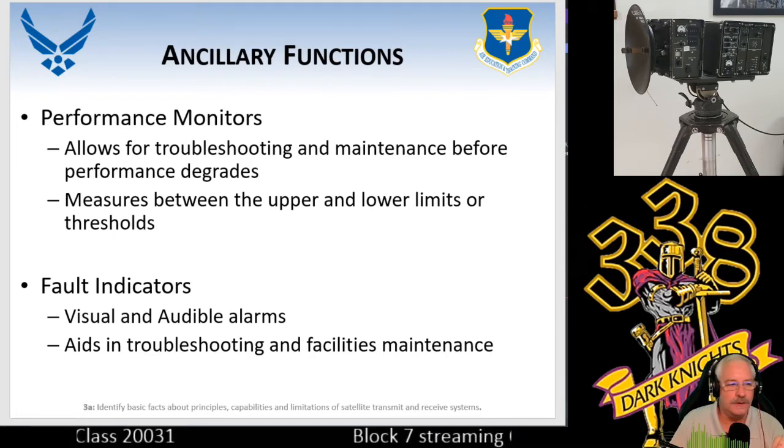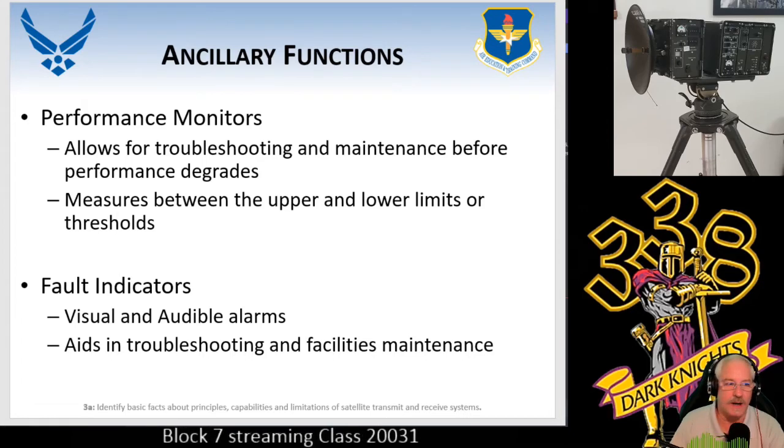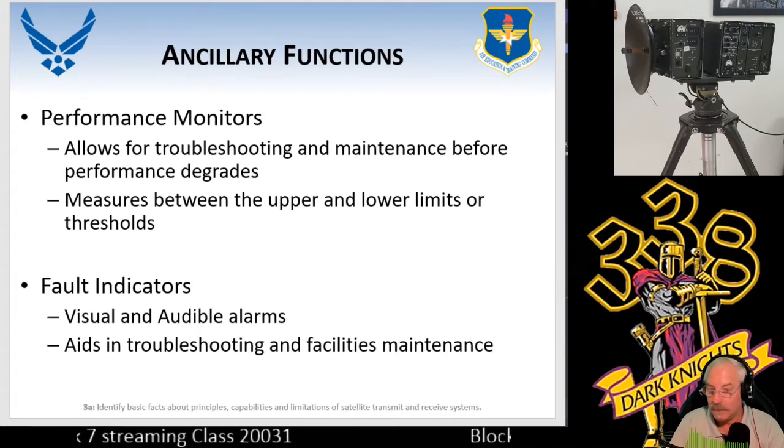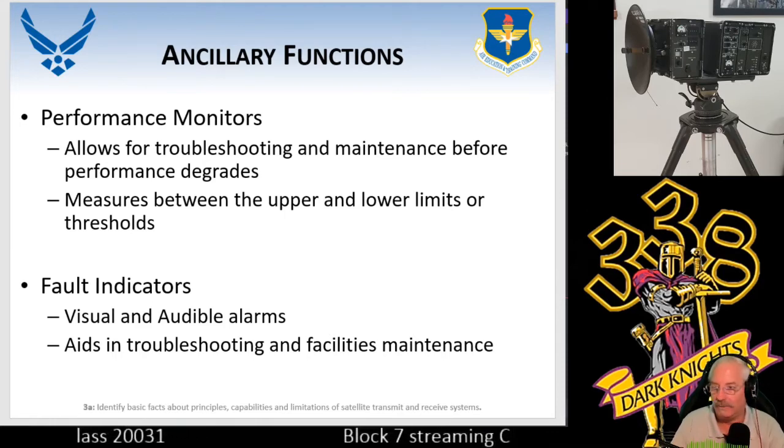We have performance monitors and fault indicators. Take a look at these. The idea behind performance monitors is to see if your equipment is starting to fail or if it is on point. Normally PMIs, preventive maintenance inspections, will help you out in checking to see if your equipment is doing what it's supposed to be doing. If not, you might have to adjust. If not, your equipment's probably getting ready to toast out, and it's better to catch it before you get called at 2 or 3 o'clock in the morning and have to go out and fix it.